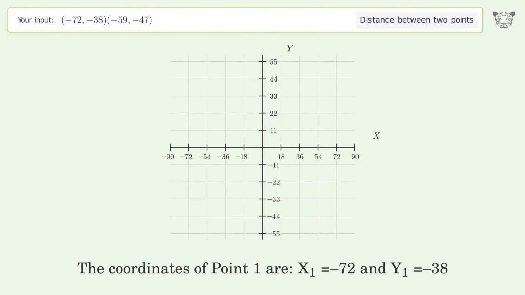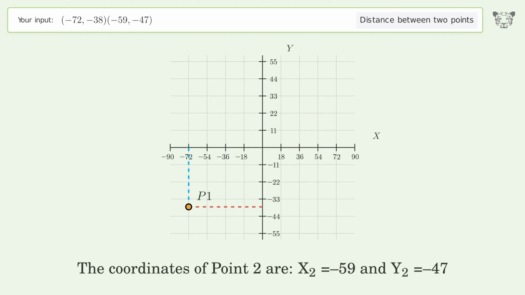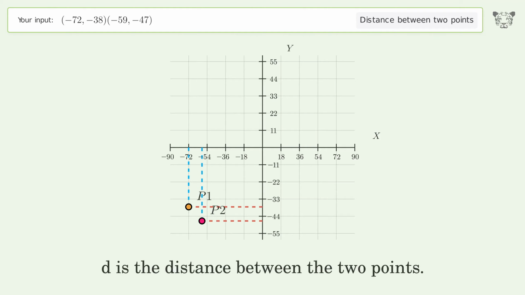The coordinates of point 1 are x1 equals -72 and y1 equals -38. The coordinates of point 2 are x2 equals -59 and y2 equals -47. D is the distance between the 2 points.